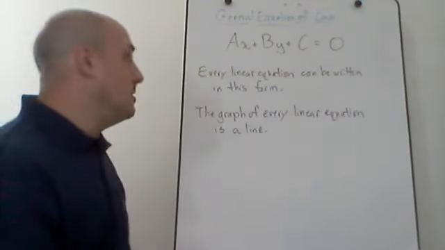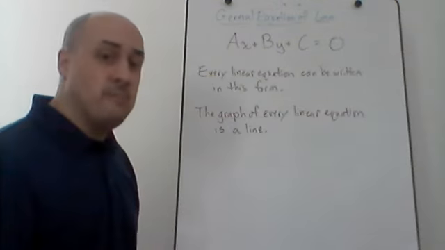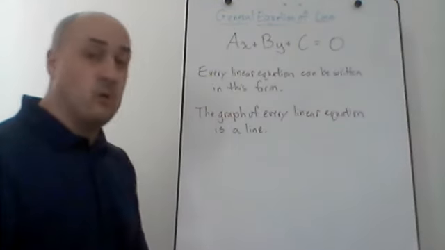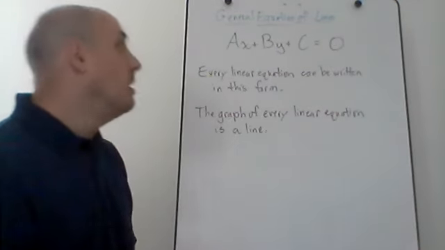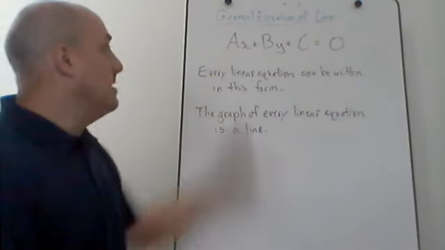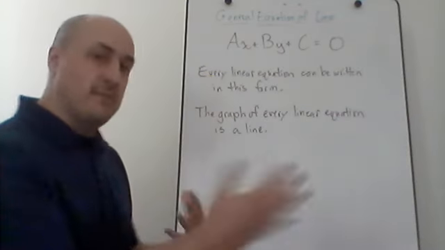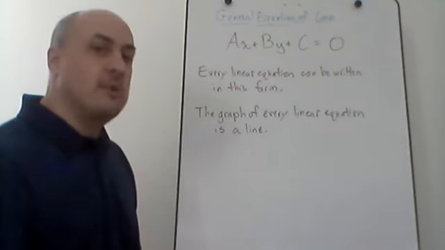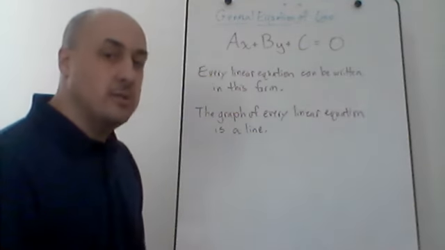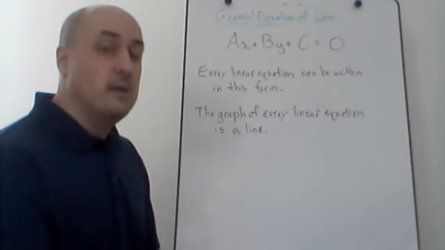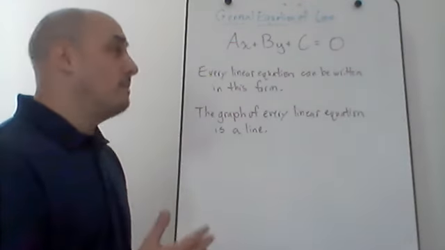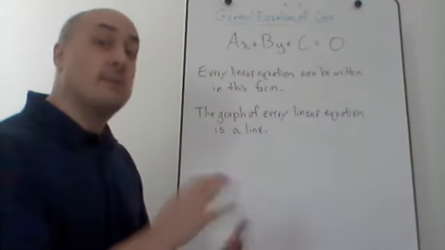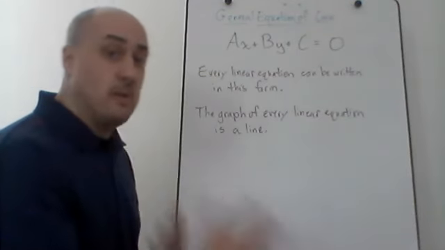Every linear equation can be written in this form. I've made some other videos talking about the point-slope form of a linear equation and the slope-intercept form. All of those can be written in this general form where we have everything on one side set equal to 0. And when we draw the graph of a linear equation, it's always going to be a straight line. And the other way, every straight line is the graph of a linear equation. So that works in both directions.